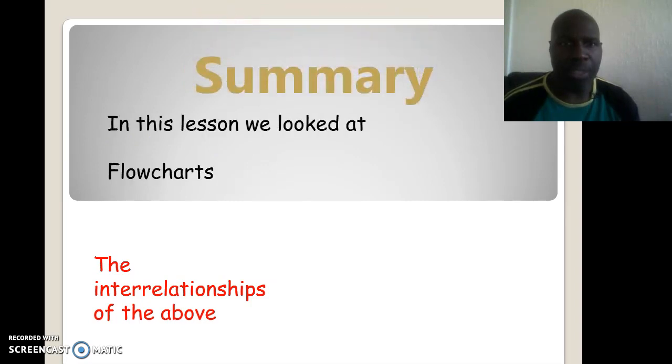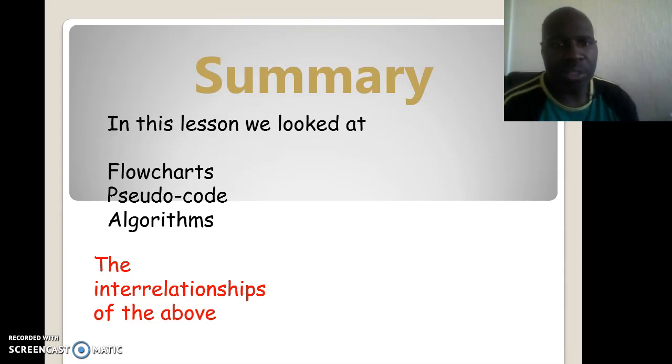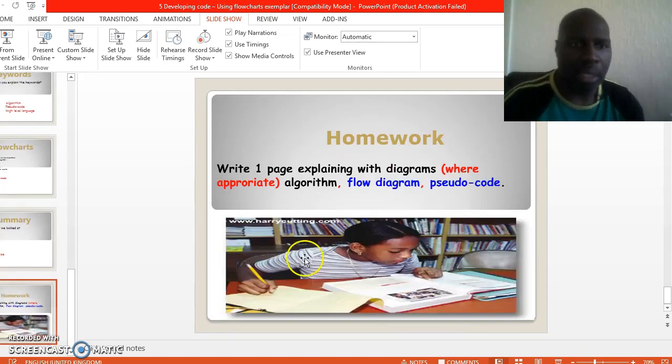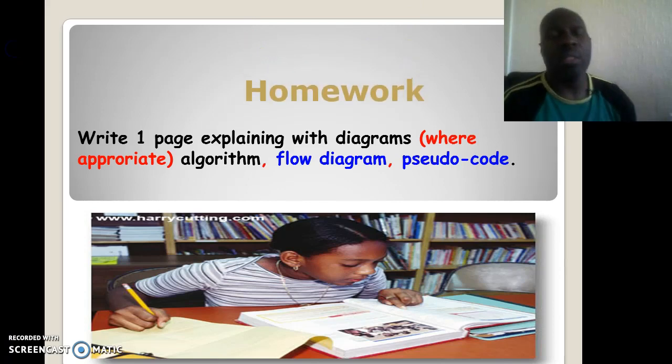And moving on to our summary now. So in this lesson we looked at flowcharts, pseudocode, and algorithms, and we looked at the interrelationships of the above. And our homework task is to write a one-page explanation, with diagrams where appropriate, of algorithm, flow diagram, and pseudocode. So that is the end of this brief screencast.